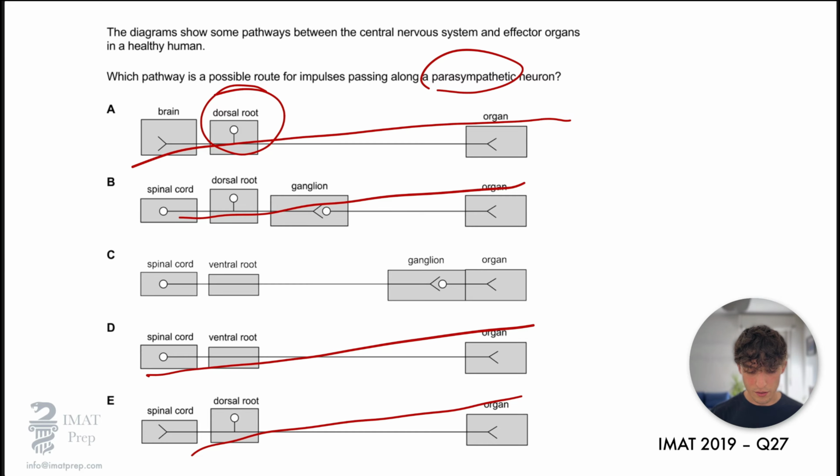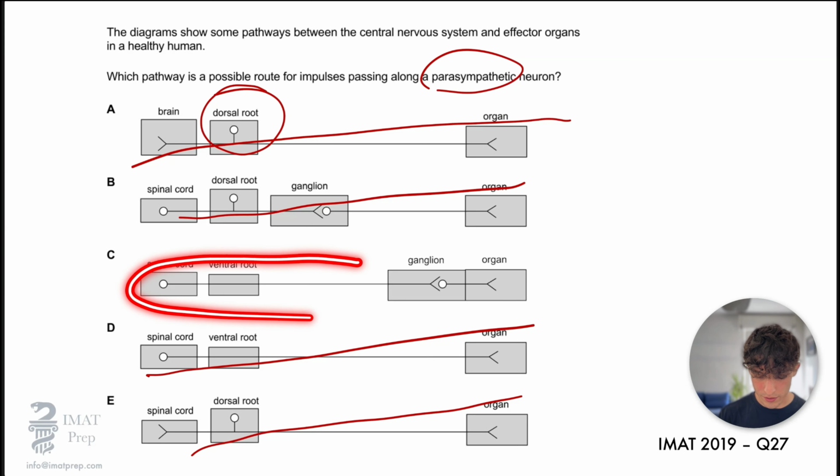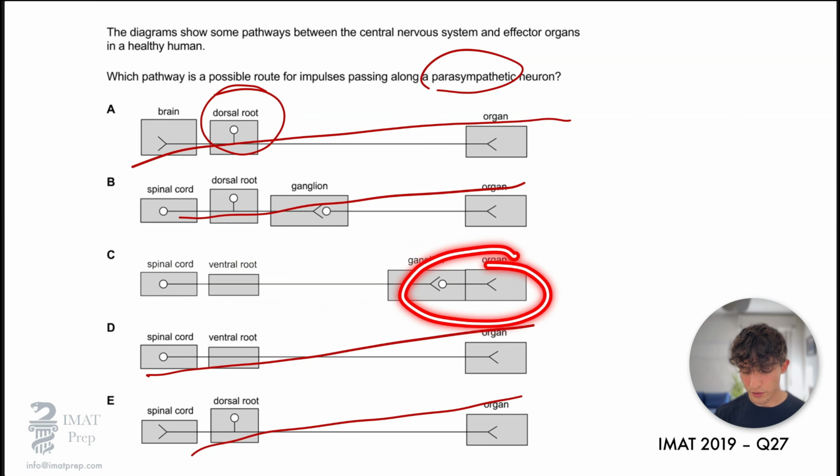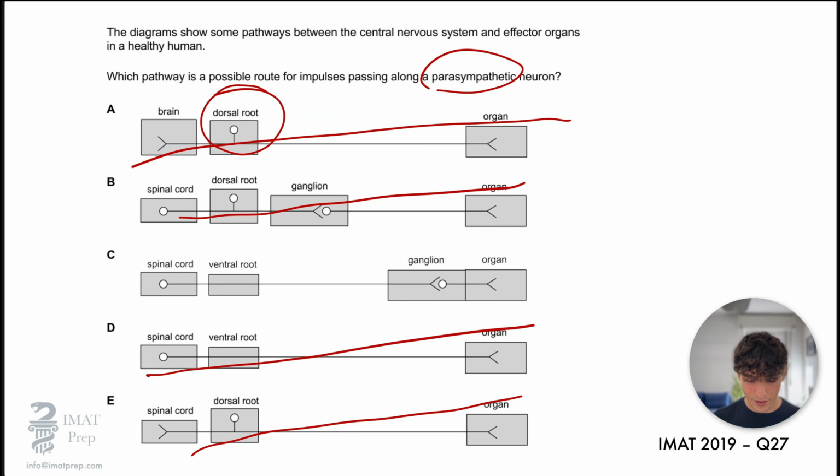Let's have a look at C. First of all, we see two neurons. So here is a preganglionic neuron and here is a postganglionic neuron. And they are not pseudo-unipolar like in this case here, so good. Let's also have a look at the exit point, ventral root. So this is also correct. Motor fibers exit from the ventral root. That's good. Ganglion, there is a synapse here at the ganglion.